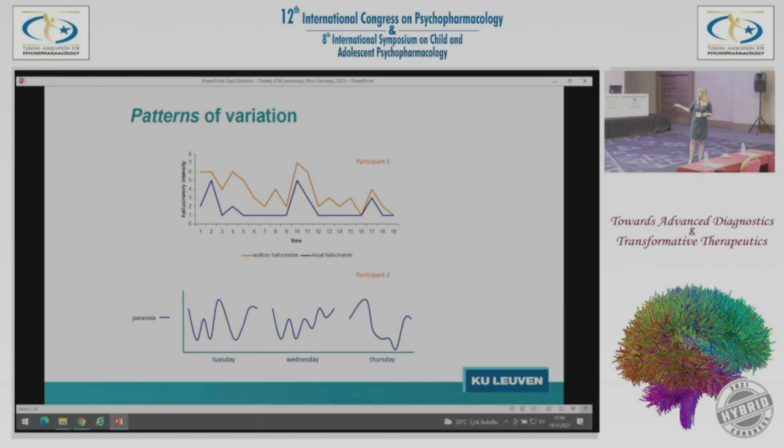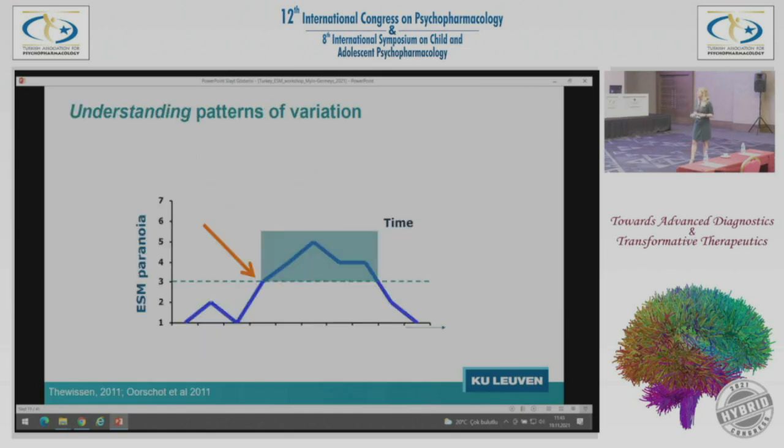But what we've shown is that it really varies from moment to moment. Within one day, at some moments, people are very much feeling paranoid, and at other moments, they're fine. Hallucinations vary from moment to moment. And so what we want to understand is actually what drives that pattern. What happens here when people become more paranoid, for example?